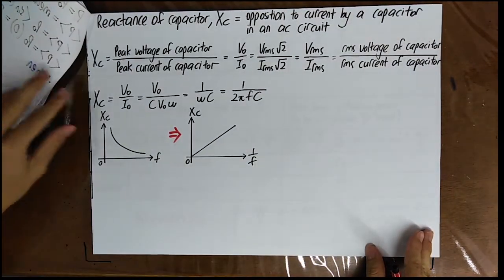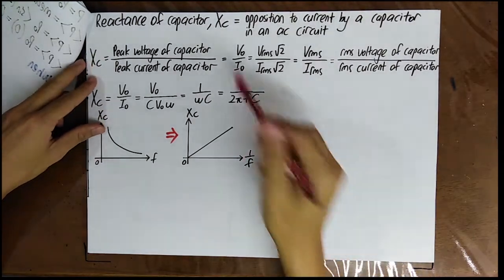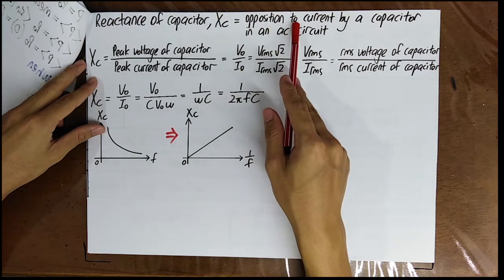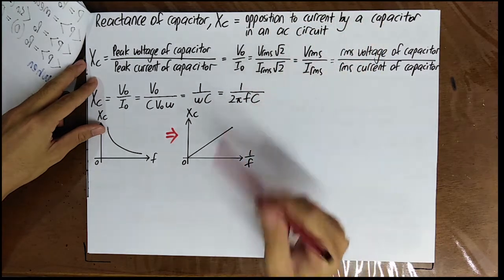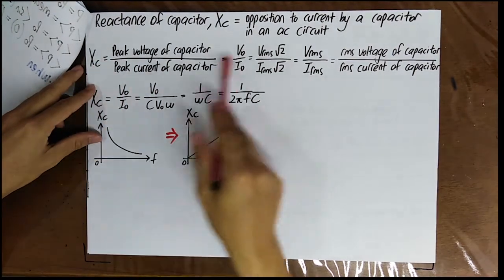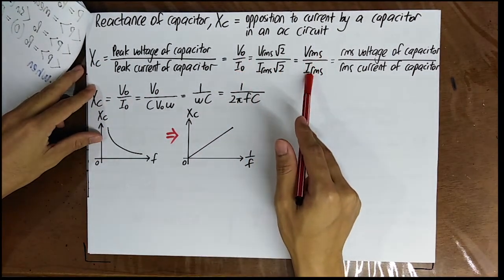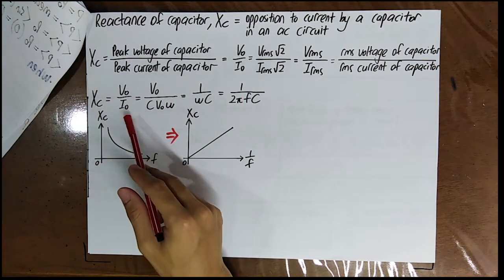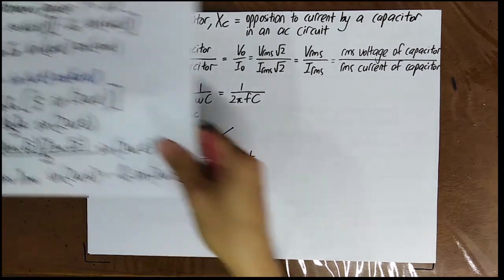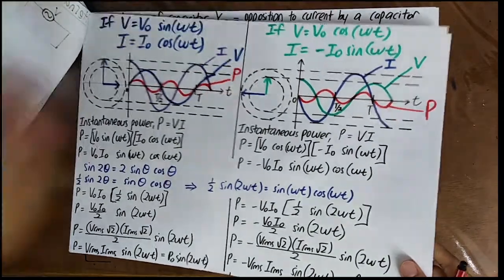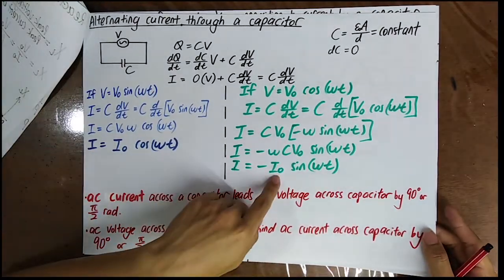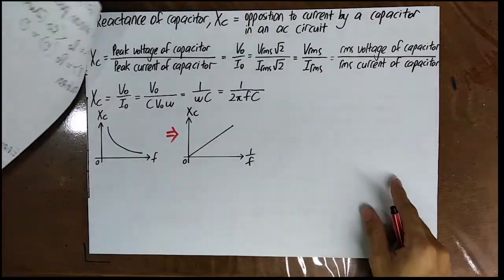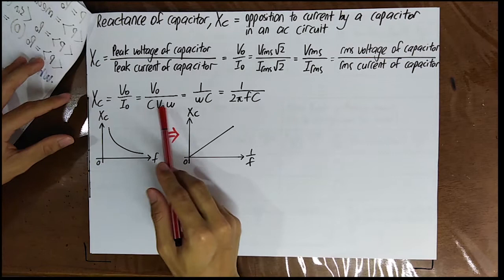Okay, I also want to introduce a new variable, which is Xc, the reactance of the capacitor. Reactance of capacitor is the opposition to the alternating current by a capacitor in an alternating current circuit. So Xc equals V0 over I0, equals Vrms over Irms. Okay, what is the value of the I0? I0 equals omega CV0. So you substitute I0 equals omega CV0 here.